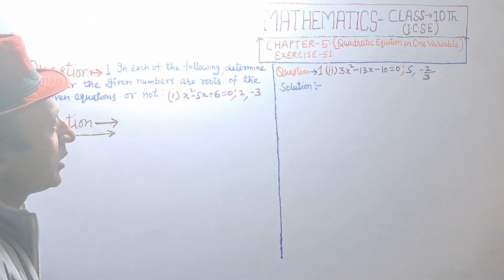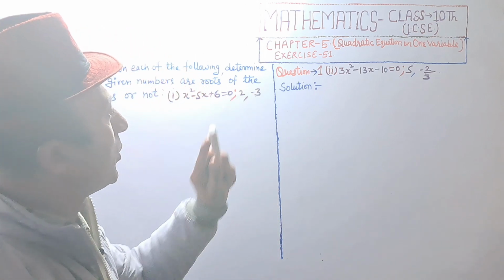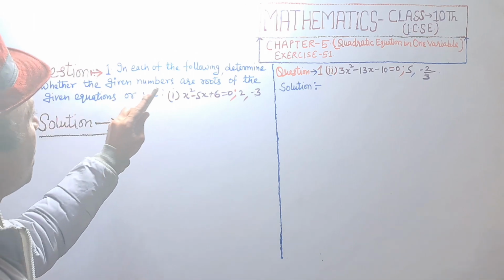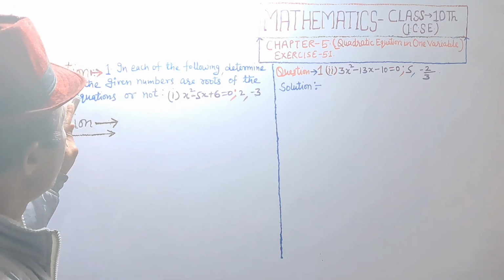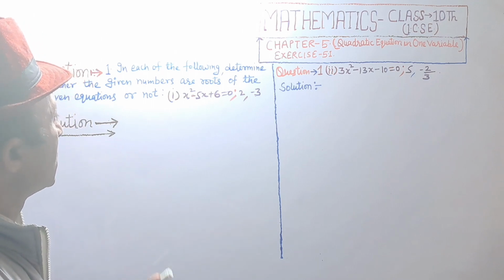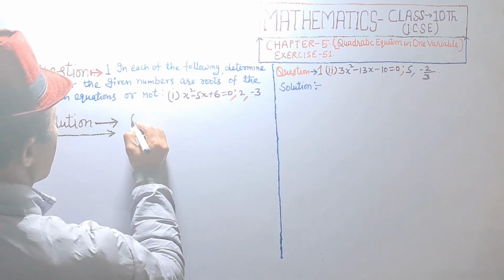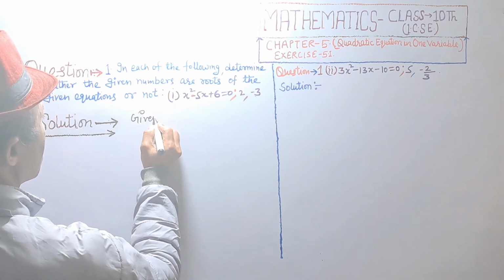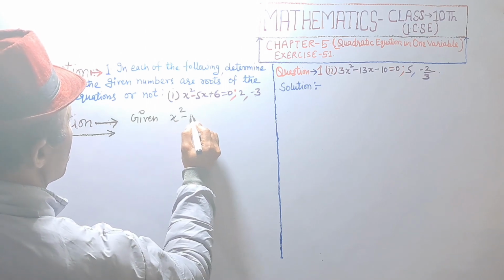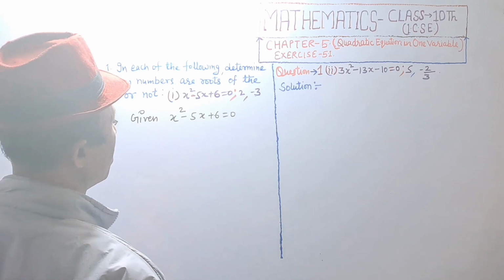Chapter 5, Quadratic Equation in One Variable. Exercise 5.1, question number 1. In each of the following, determine whether the given numbers are roots of the given equations or not. Given x raised to power 2 minus 5x plus 6 is equal to 0.